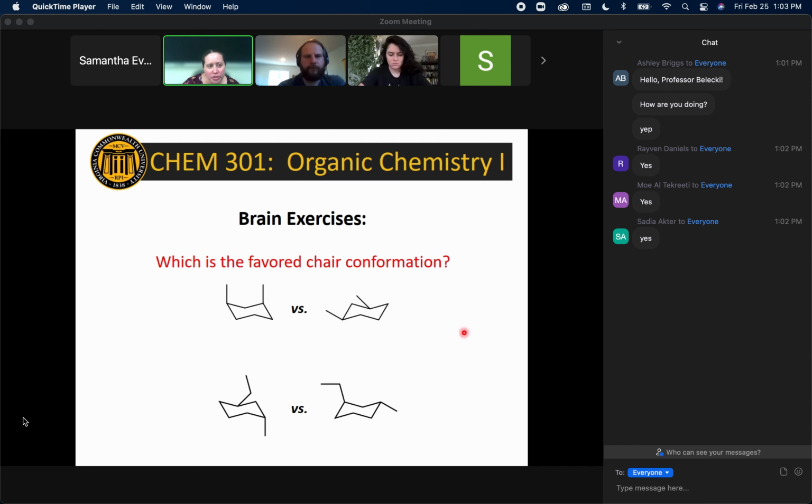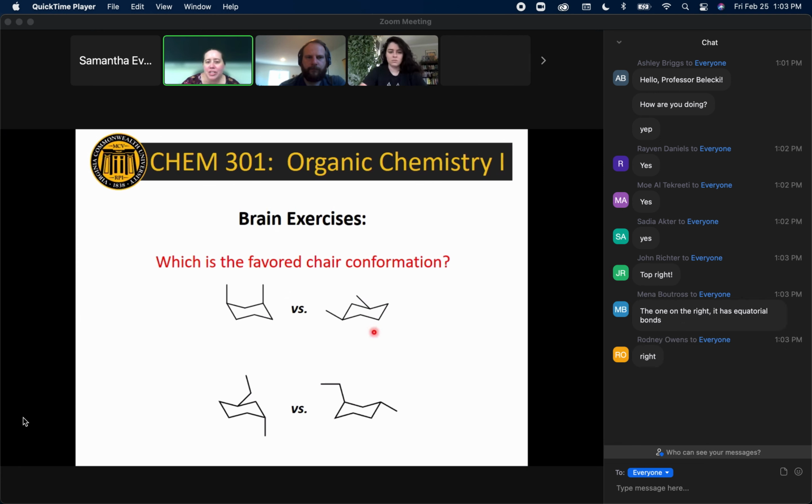So once you have yourself convinced of that, let me know which one you guys think is the favored chair conformation here. Is it the one on the left or the one on the right? Awesome. Good job, guys. It is the one on the right. The one on the right here has both of the substituents in an equatorial position, and that is going to minimize the sterics involved. So if you remember, the equatorial, or the equator around that cyclohexane, gives those substituents more space. And you can kind of even see that here.